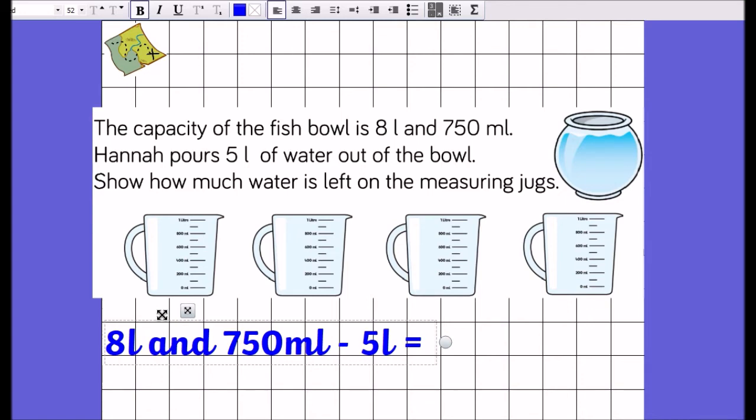So 8 take away 5, well, it's 8 litres, sorry, and 750 millilitres. Now, we don't need to touch the millilitres because there are no millilitres attached to this 5 litres. So it will be 3 litres and 750 millilitres. So that's how much you need to show in these jugs. So you could have drawn the jugs out to help you, okay?